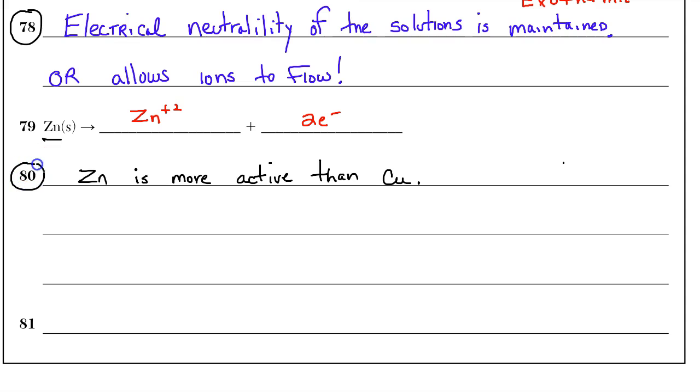So for number 80, I say zinc is more active than copper. You could say zinc is higher than copper in Table J. You can say zinc oxidizes more readily than copper. There are so many ways to say that, but Table J was your friend there.